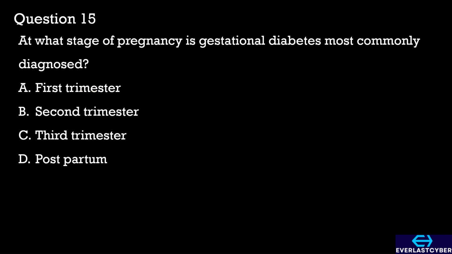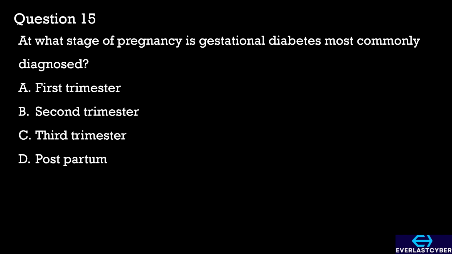Question 15. At what stage of pregnancy is gestational diabetes most commonly diagnosed? A. First trimester. B. Second trimester. C. Third trimester. D. Postpartum.